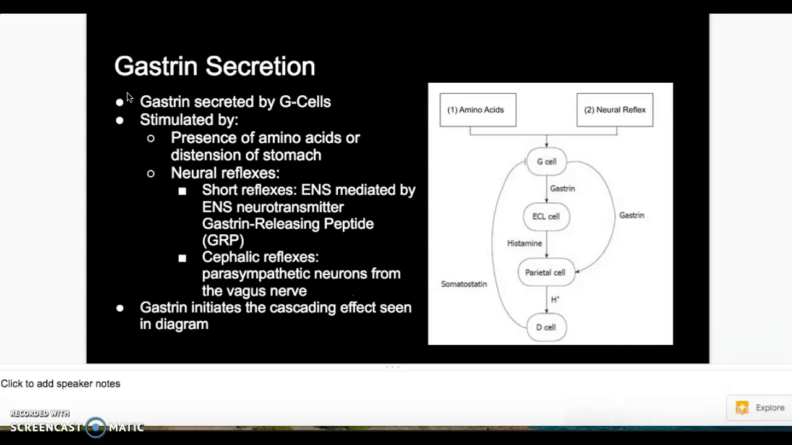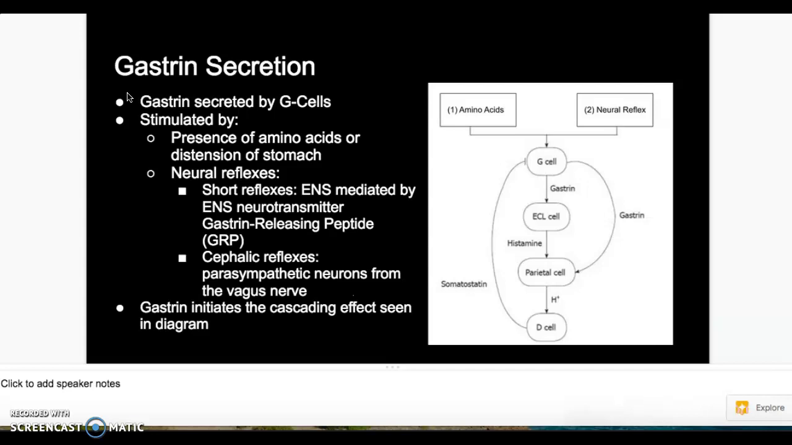The secretion of gastrin can be stimulated really in three ways. The first one is the presence of amino acids in the stomach or the distension of the stomach. Those two kind of go hand in hand because if there's food in the stomach, it'll cause that distension, which is the stretching of the stomach. But that food contains those amino acids, so they kind of mean the same thing. The third way would be the neural reflexes, which we talked about above. That's going to be the short reflex and the long reflex.